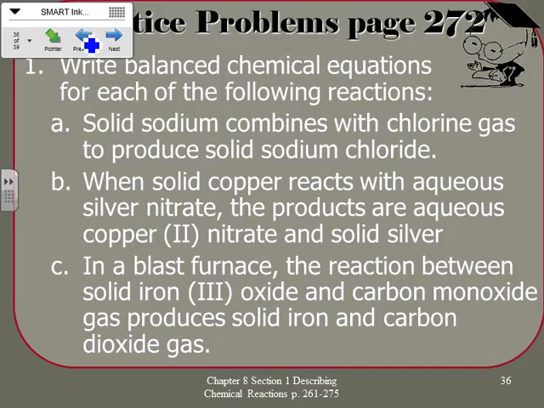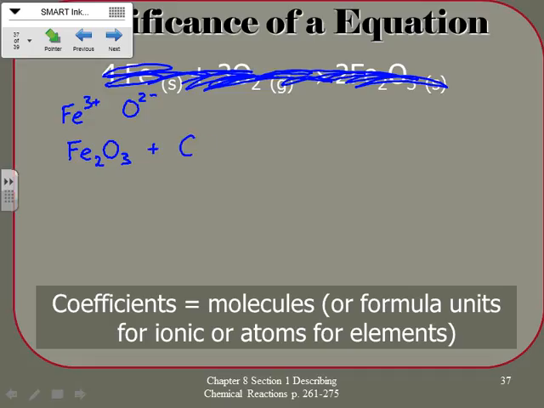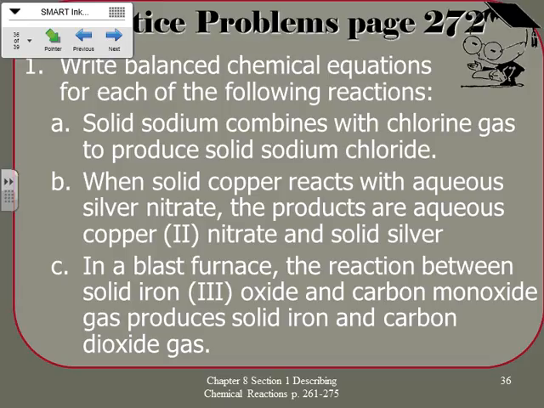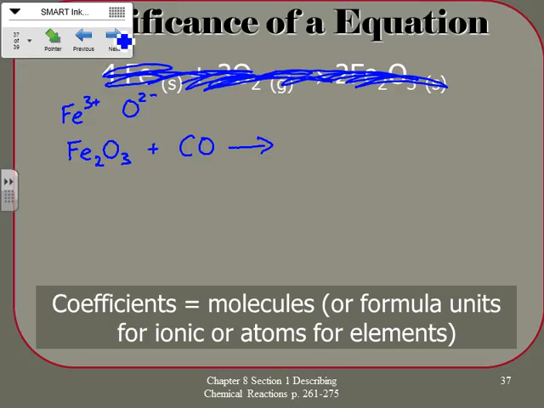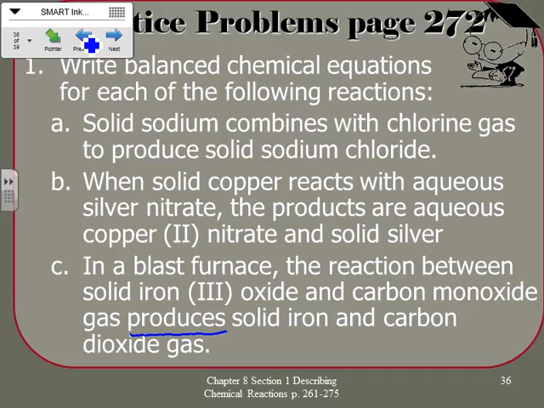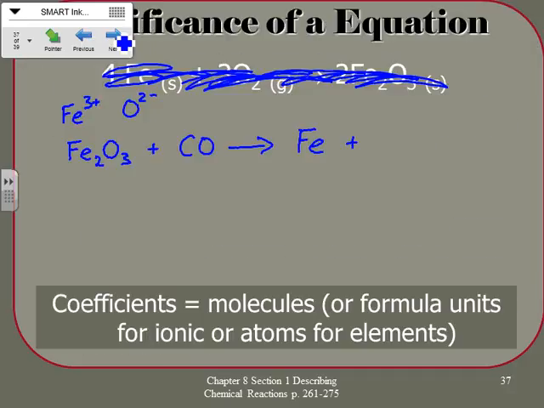That's reacting with... Yeah, I'm not worried about the states of matter on this one. Carbon monoxide. What is that? CO. Yep, mono means 1. Good. And solid iron. It produces solid iron, so that's one of our products. Fe, just by itself. And carbon dioxide gas. CO2. All right. So here we go. Let's balance this thing.